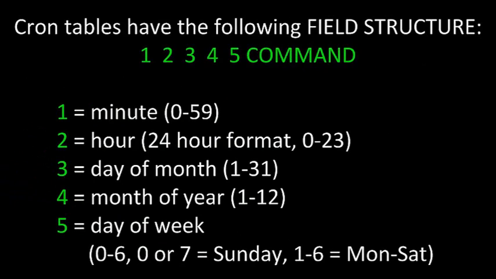Crontab file entries are written in a straight line, where each job or task consumes its own line. It also follows the following field structure. In the straight line, the first part is the minute, the second the hour, the third the day of the month, the fourth the month of the year, and fifth the day of the week. 0 or 7 are Sunday, 1 through 6 is Monday through Saturday.